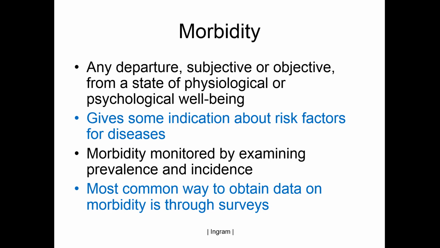Morbidity is another important term. It is defined as any departure, subjective or objective, from a state of physiological or psychological well-being. Morbidity is a key term because it gives us an indication about risk factors for certain diseases. Also important to note is that morbidity or illness is monitored by examining prevalence and incidence, and the most common way to obtain data about morbidity is via surveys.